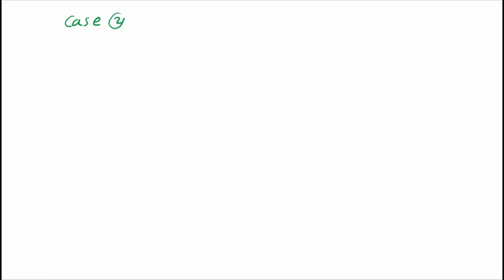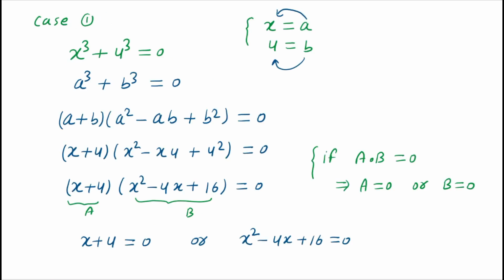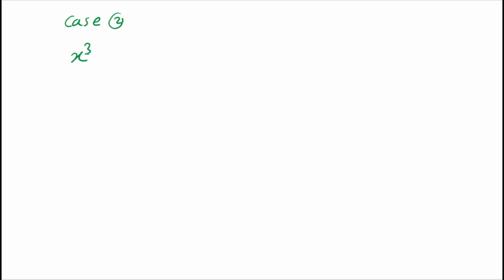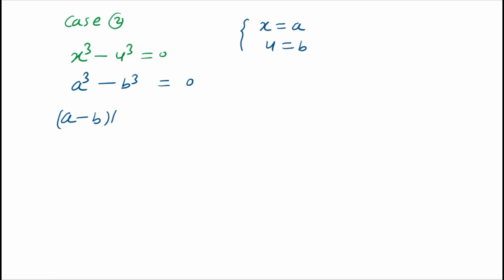Case second is x cube minus 4 cube is equal to 0. Here we will apply substitution again, and if we substitute x equals a and 4 equals b, the left hand side is the same as a cube minus b cube, and this is equal to 0. And the factor of a cube minus b cube is a minus b multiplied by a square plus ab plus b square, and this is equal to 0.